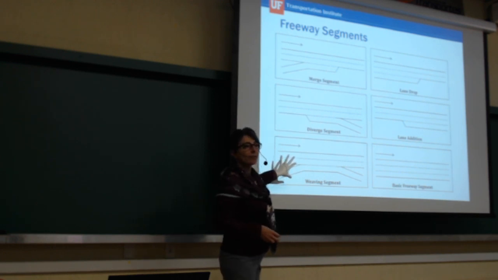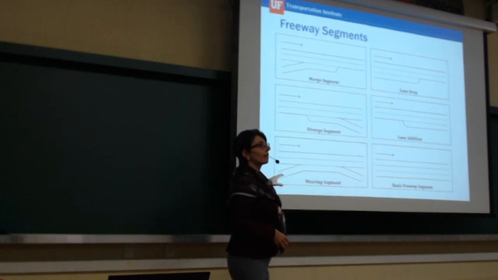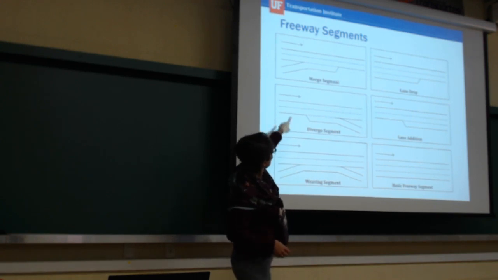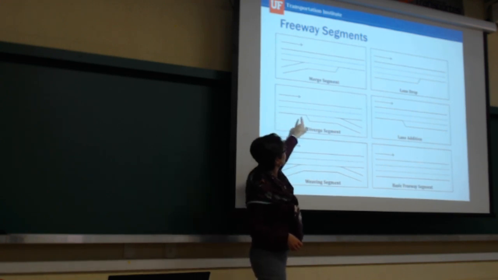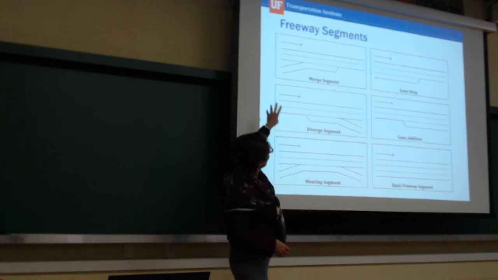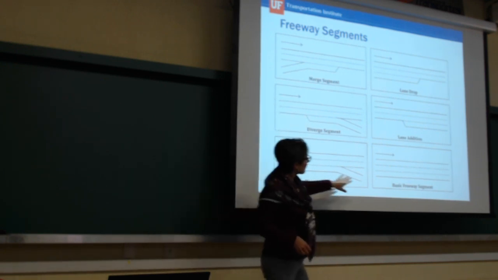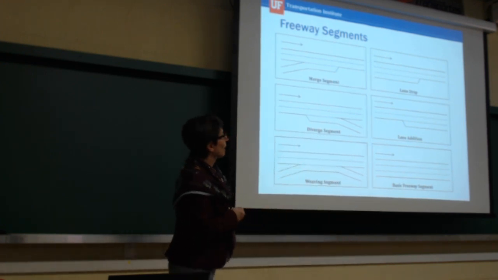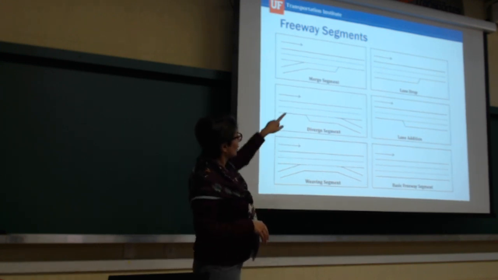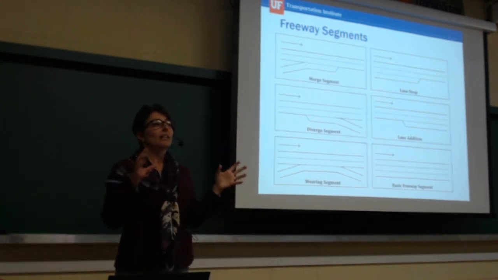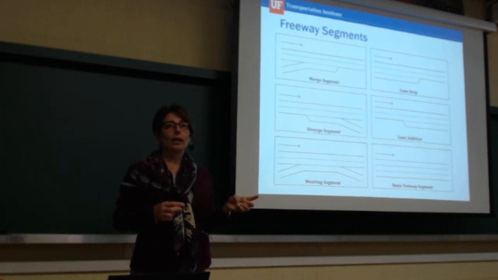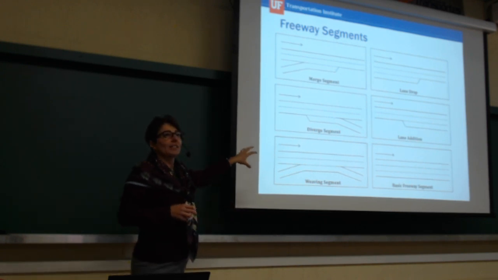This is a weave. And the weave is when you have an acceleration or an auxiliary lane that connects an on-ramp with an off-ramp. If you have an on-ramp followed by an off-ramp, but they're not connected, those would be analyzed as a merge and a diverge. A basic freeway segment is when you have no changes in the number of lanes, and then you have a lane drop or a lane addition. So these are different components of the network. And traditionally, each of them was analyzed separately.